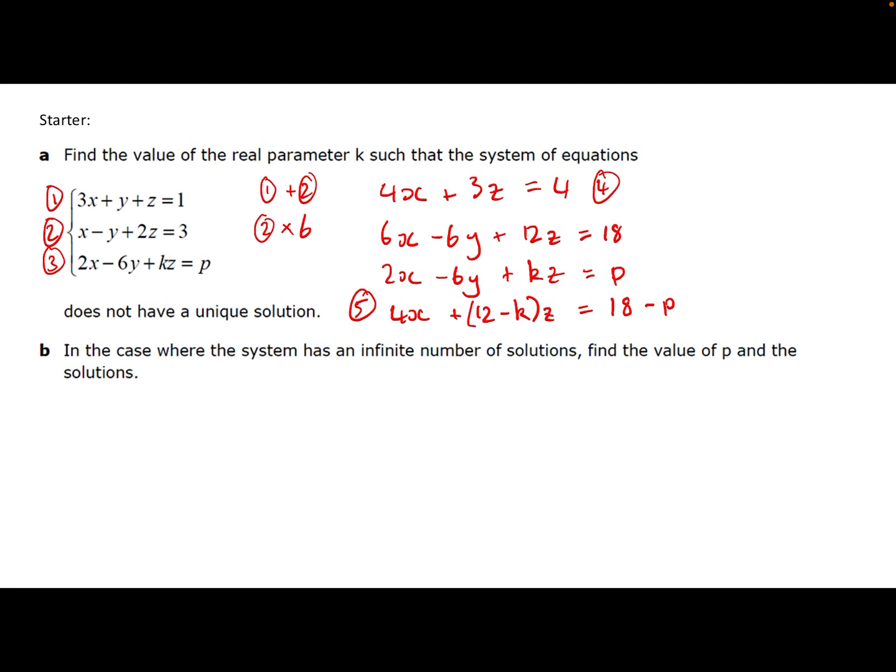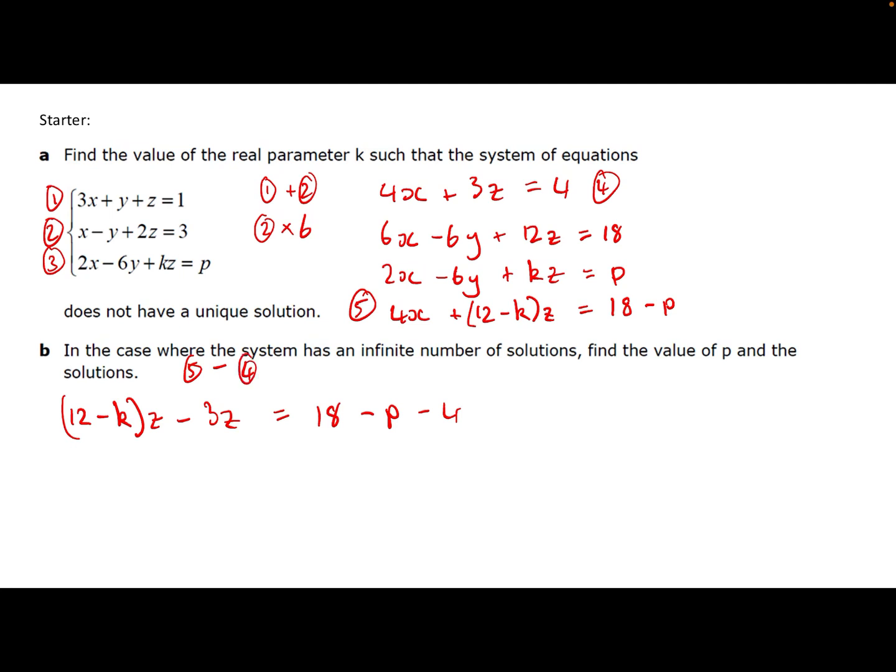That's nice because it's going to allow me to eliminate x's from equation 4 and equation 5 by subtracting them from each other. So I'm going to get (12 minus k)z minus 3z is equal to 18 minus p minus 4. I've just done equation 5 minus equation 4.